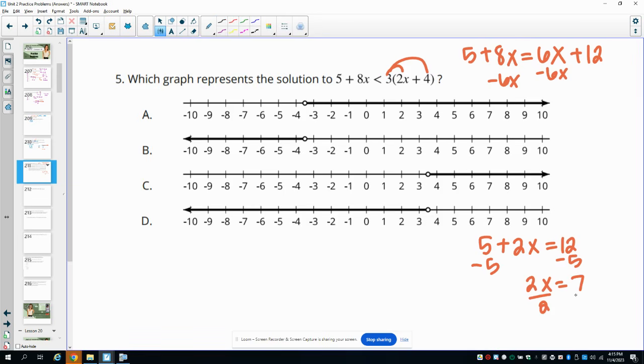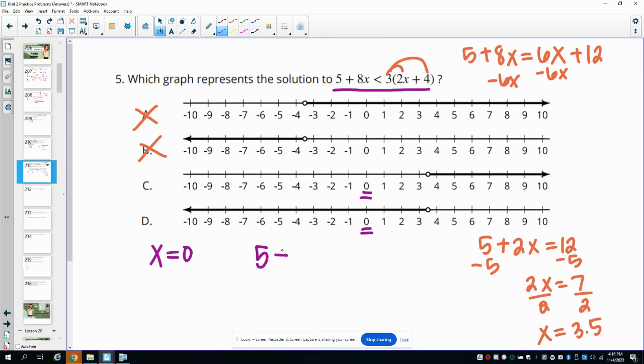So then we'll divide by 2, and we get x equals 3.5. So then we know that A and B are wrong because they're at negative 3.5 for the boundary point. So we know we're here, so then we'll plug in a value. Again, I like to plug in 0. So I'm going to plug in x equals 0 and see if that is part of the solution set or not. And we just go ahead and plug that back into this original equation.